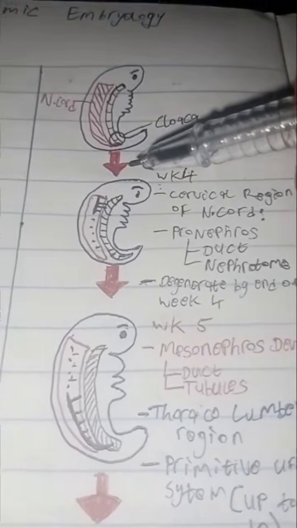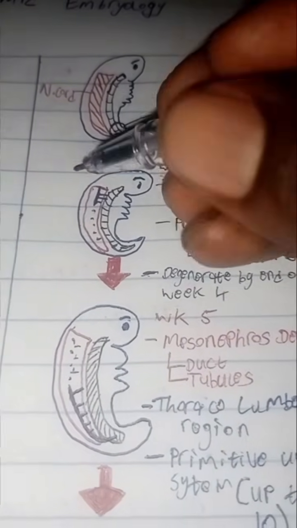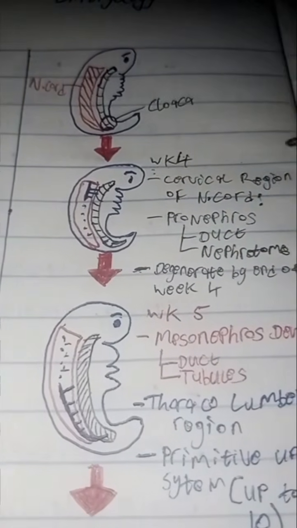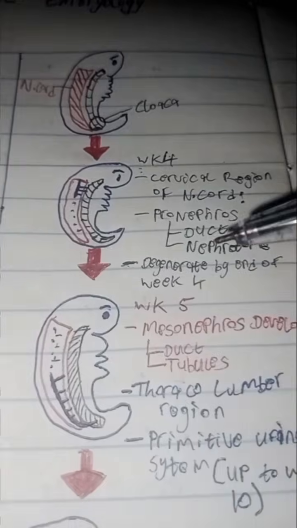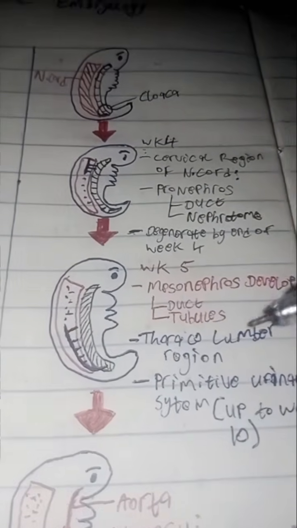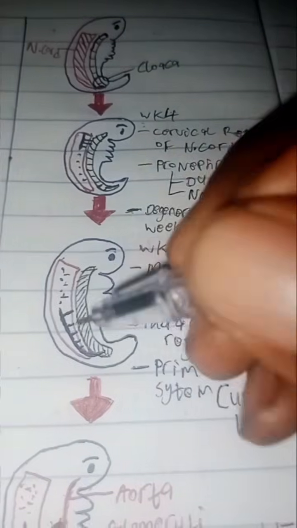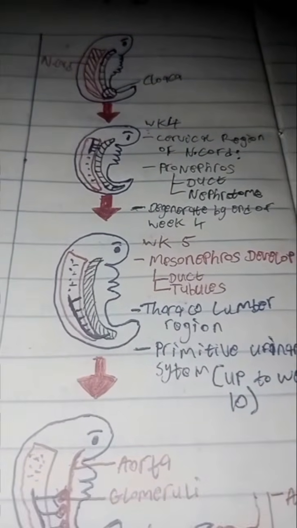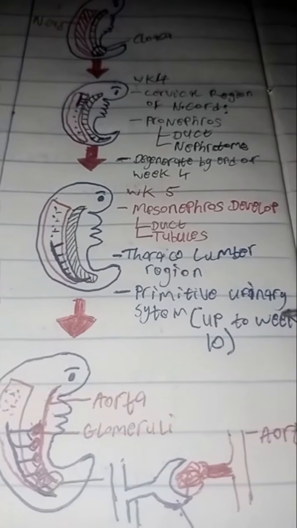Now, around week 4, at the cervical region of the nephrogenic cord, we have the pronephros developing ducts and nephrotomes. Now, this pronephros develops and degenerates by week 4. Now, around week 5, from the pronephros, we see the mesonephros developing into ducts and tubules. So, the ducts and the tubules. And it develops at the thoracolumbar region. And this forms the primitive urinary system from week 5 up to week 10.